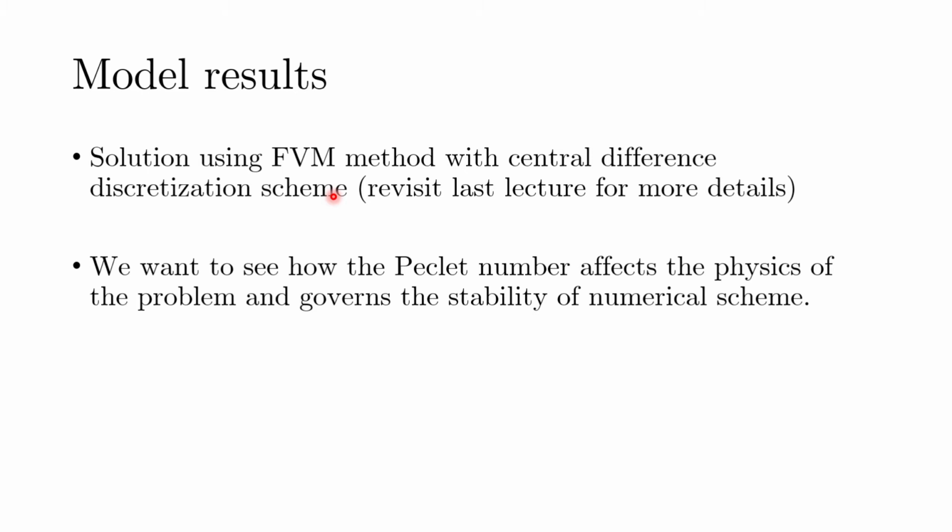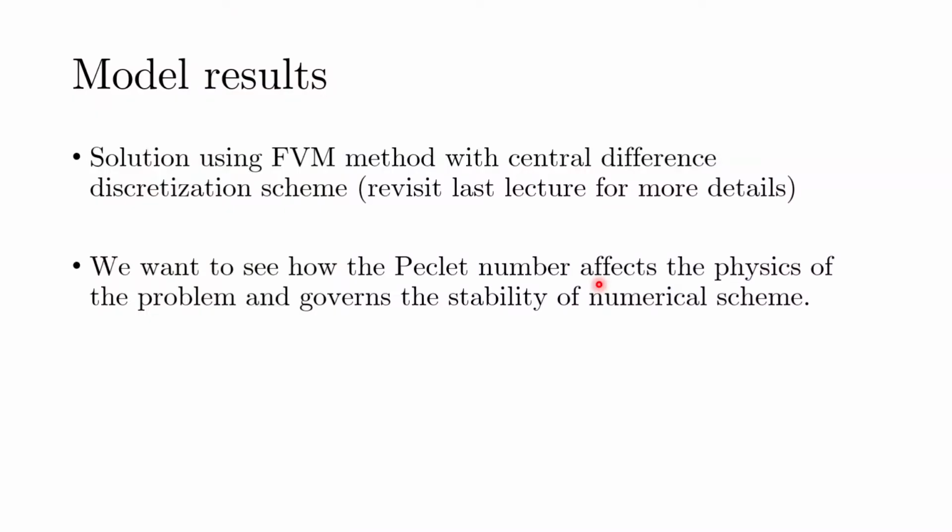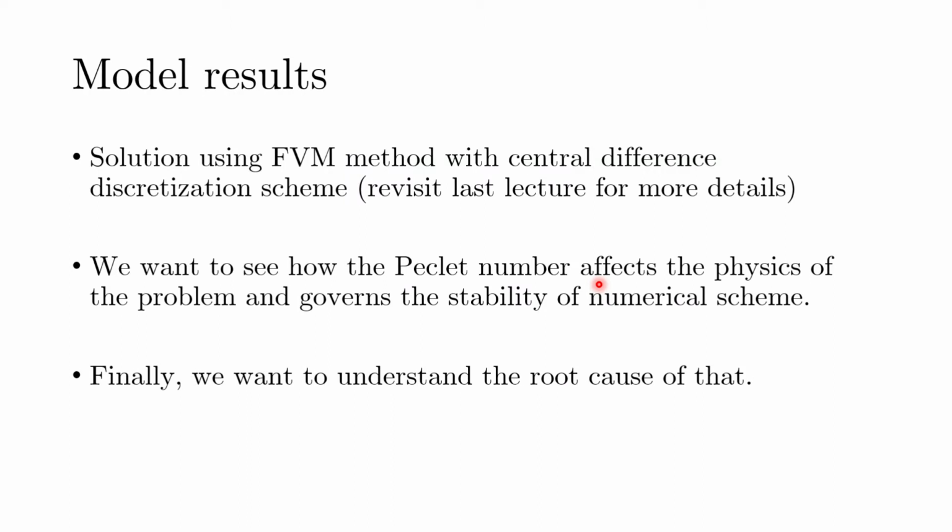And the reason why we want to see these is to first understand how the Peclet number is going to affect the physics of the problem, and we would see that the Peclet number would be a very important parameter in order to understand the stability of this particular scheme, that is the central differencing based convection diffusion phenomena. So finally, we want to understand what is the root cause of that; we'll look at the later part of this lecture. So let me show you how the Peclet number is going to affect the solution approach.